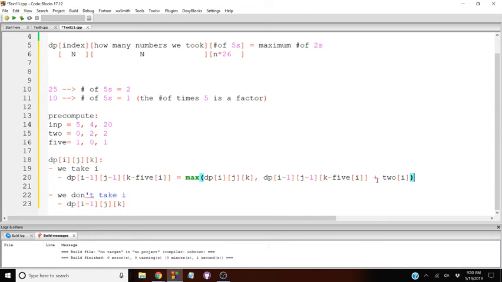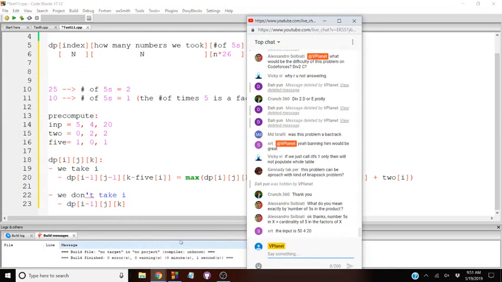The max 2's that you can get is whatever you currently have, or from the previous number, you add in the number of 2's that you currently have. So if you take the current value, the number of 5's is k minus the number of 5's that you're adding, and you're also adding the number of 2's. Okay. Are there any questions so far?